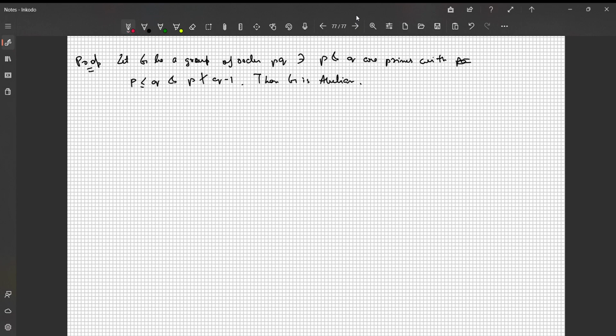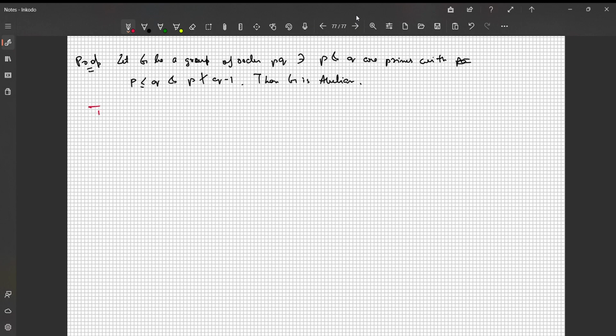Now P and Q can be the same as well. If P and Q are the same, then the order of G is P squared, and we have already proved that a group of order P squared is abelian. So in this case, that's a trivial statement. We don't need to consider them to be the same. That won't make a difference, to be very honest, in this proof at least. So how can we proceed?